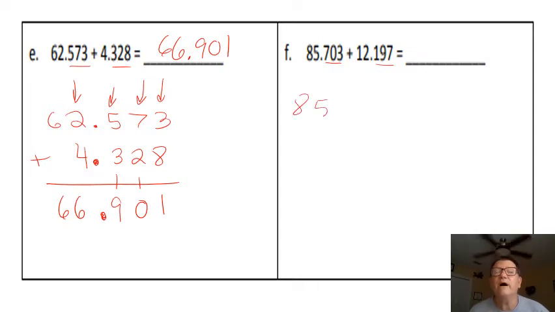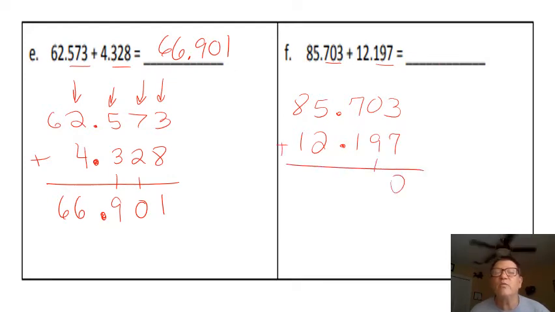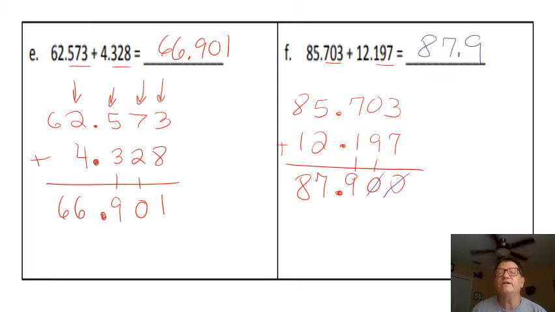So I'm going 85 and 703. Next one is 12 and 197. All my place values are lined up. 7 and 3 is 10. I'm carrying my 1. 9 and 1 is 10. Carrying my 1. 7 and 2 is 9 by my place value. 5 and 2 is 7. And 8 and 1 is 9. Now, as you see here, all these zeros right here, I do not have to put those in my answer. So my answer would be 87 and 9/10.